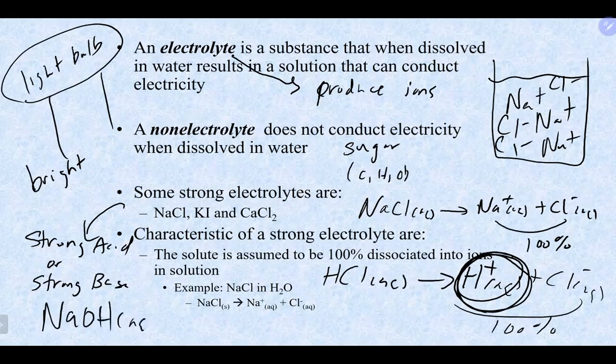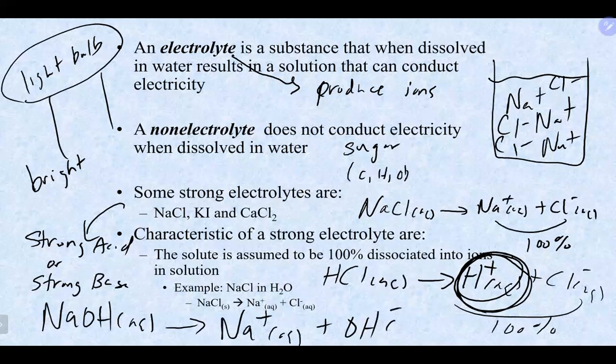And same thing in solution, you have none of the sodium hydroxide units together. You have basically 100% what's on this side in the solution. And that's also why it is a strong base, because the definition of base is something that could produce OH minus, and it obviously would produce a lot of OH minus really quick.